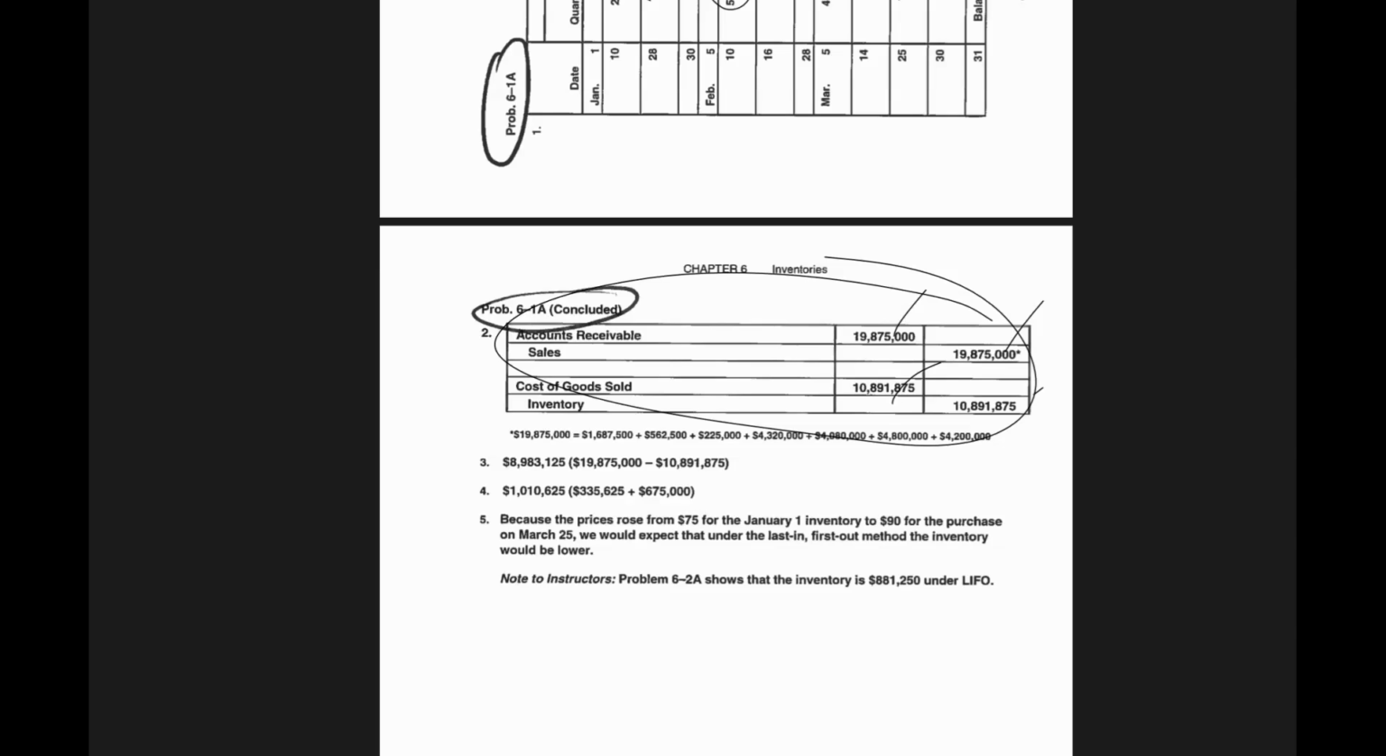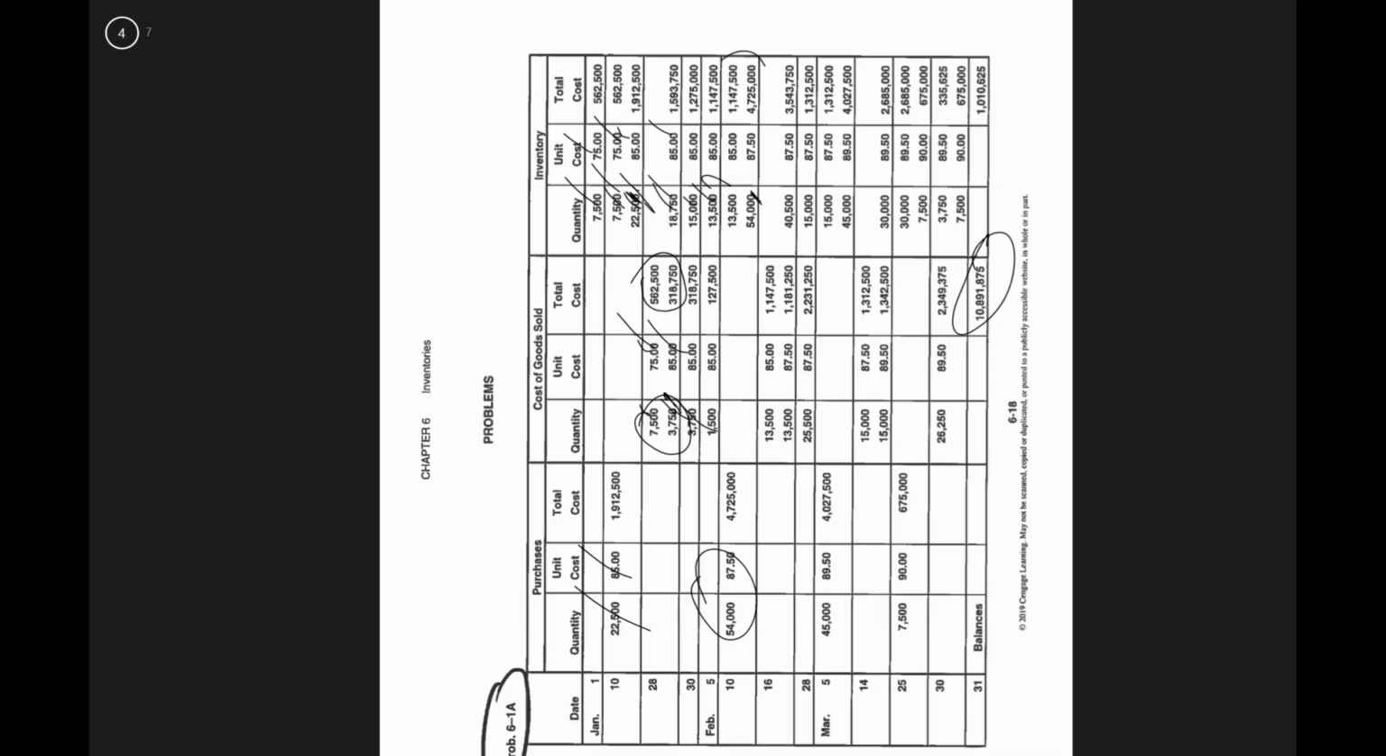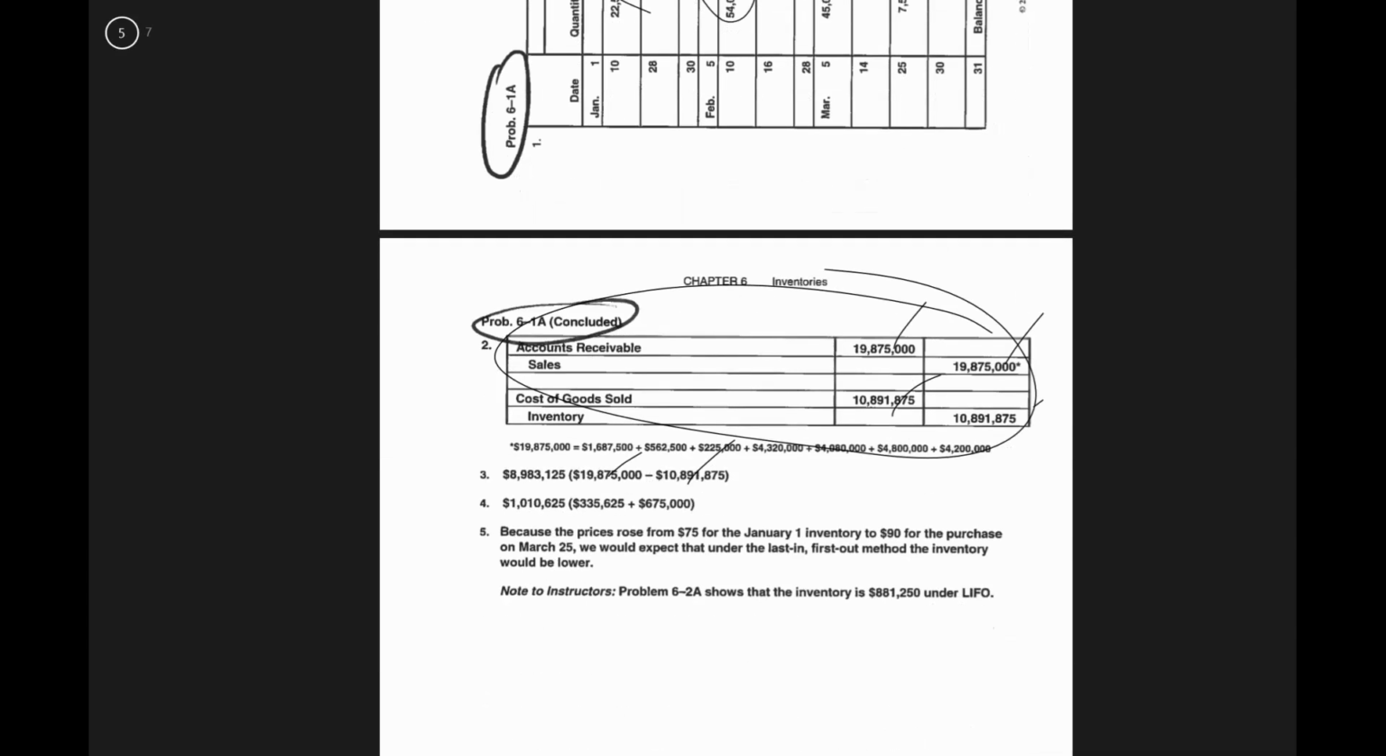Number 3, what's the gross profit? Well, it's the difference between those two, right? 8.9 million. What's the ending inventory? Right here. Ending inventory would be these two, the 335 and the 675, or 1,010,000.